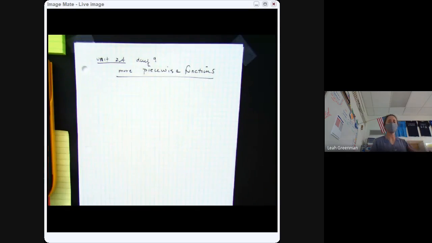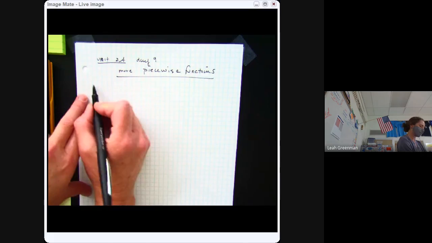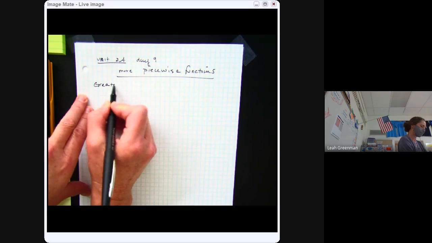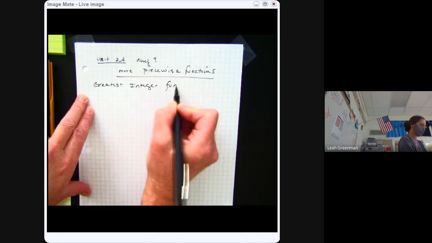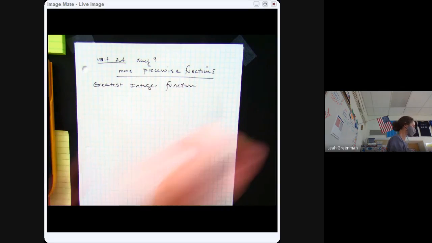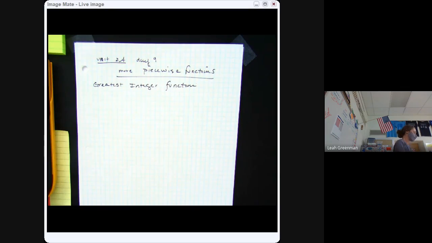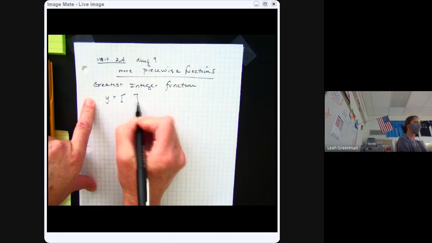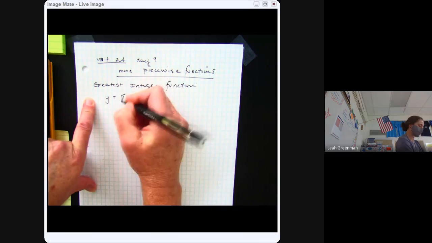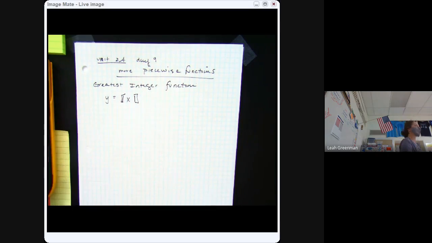And there's a special function out there. It's called the greatest integer function, and it can be defined as a piecewise function. So the greatest integer function, kind of a mouthful. And if you see y equals with this weird bracket like that or a double bracket with an x in it, that's what the greatest integer function is.